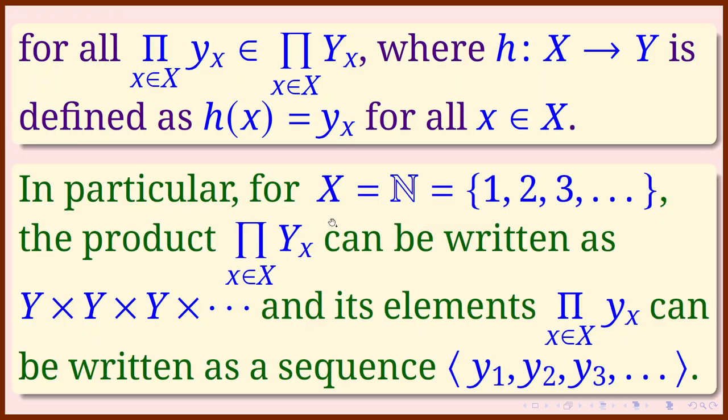In particular, if we take X to be the set of natural numbers, then this Cartesian product can be written as Y cross Y cross Y and so on. This is the usual notation for Cartesian product. And its elements can be written as a sequence, y1, y2, y3 and so on. So this situation arises when X is taken as the set of natural numbers.